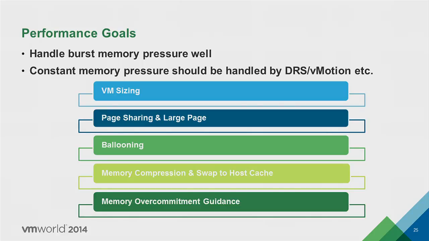In this talk, I'm going to cover the following aspects. First, I'm going to talk about how to properly size a VM, and some interactions between page sharing and large pages. Then some performance implication about ballooning, memory compression, and swap to SSD. Here, the term we use is swap to host cache. Host cache is essentially just an SSD. In the last part, I'm going to talk about how to safely overcommit memory on a host.